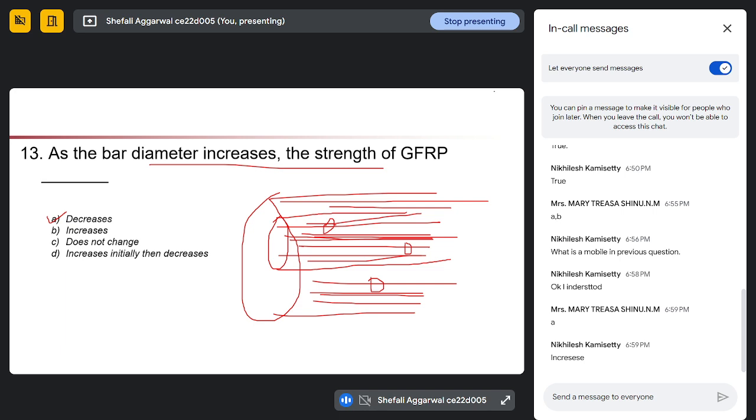And the other thing is, if you have a higher diameter, the bond between our fiber reinforcement and our concrete will be low. If you increase the diameter, that bond strength between your fiber reinforcement and your concrete matrix will be weaker, and it will decrease the strength of your complete matrix. Okay.